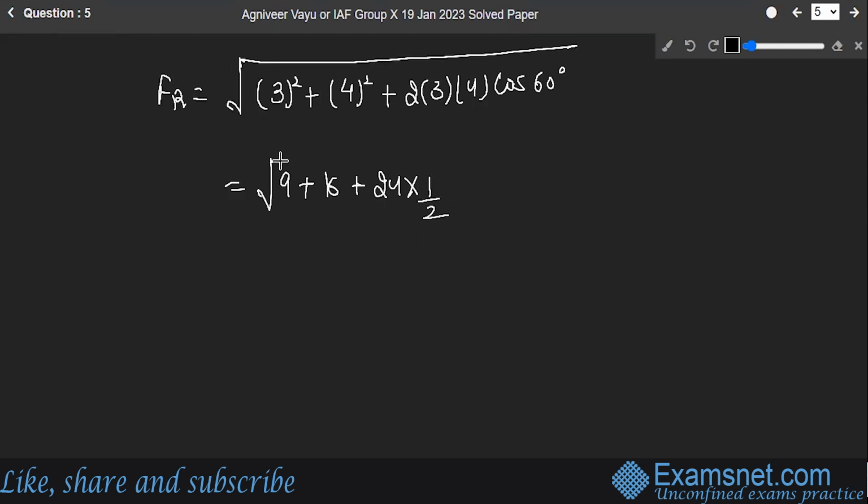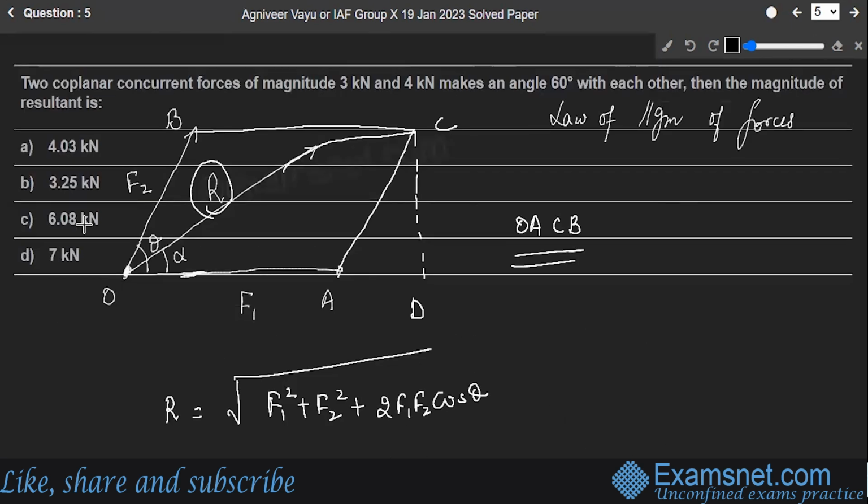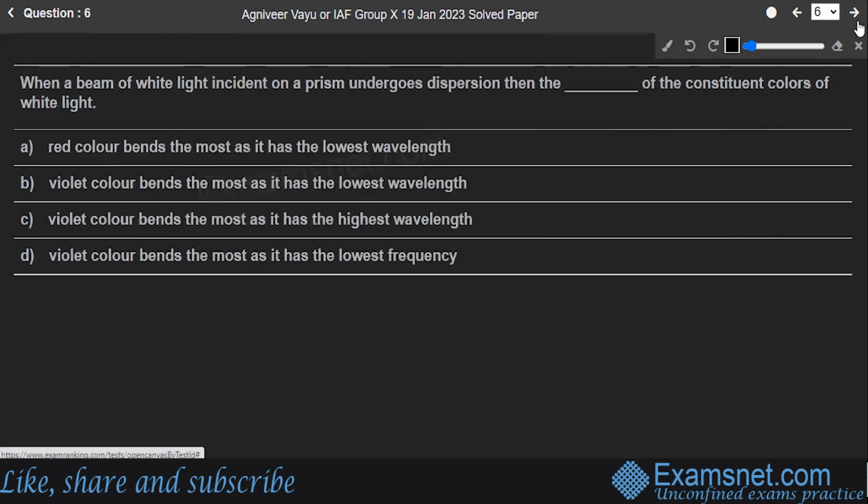So this is equal to 25 plus 12, which is about 37, which will give you a value of approximately 6.08 kilonewton. This is your resultant force. So that's it. We got our answer, 6.08 kilonewton. Option C stands to be the correct answer. Hope you got that. Next is question number 6.